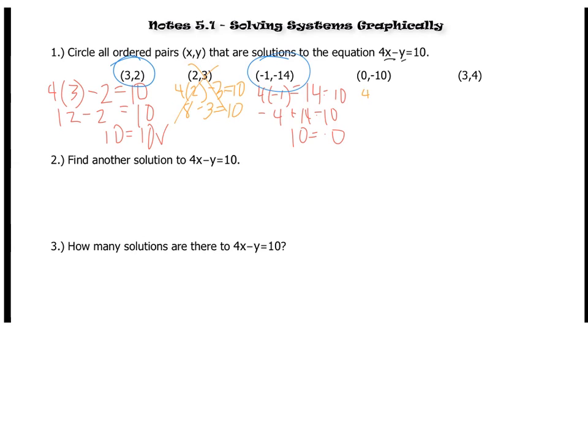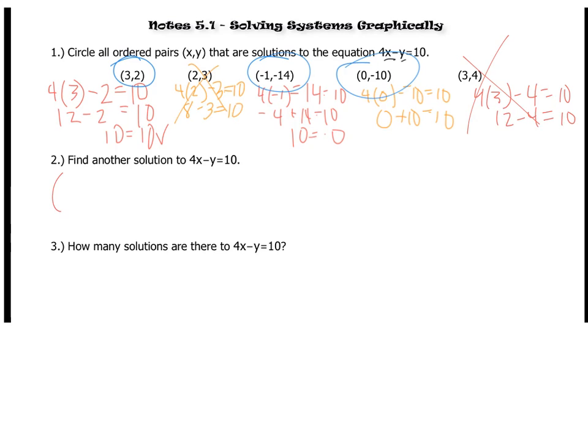Next one, 4 times 0 minus negative 10, does that equal 10? Well, 0 plus 10 equals 10, so that one works. And the last one, plug 3 in for x, so 4 times 3 minus 4, does that equal 10? 12 minus 4 does not equal 10, so that one does not work. So find another solution. So all you really need to do is first pick a number for x and plug it in to see what y will become.